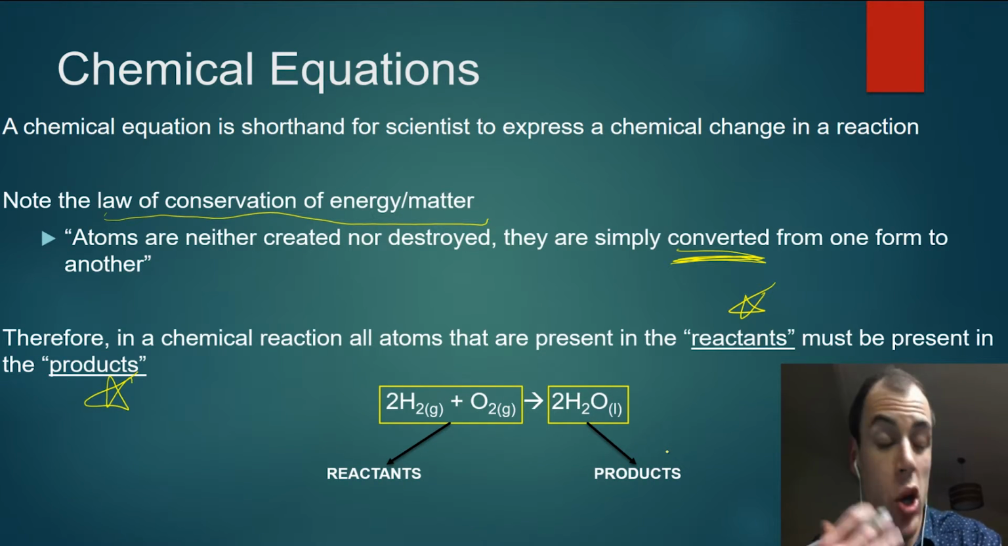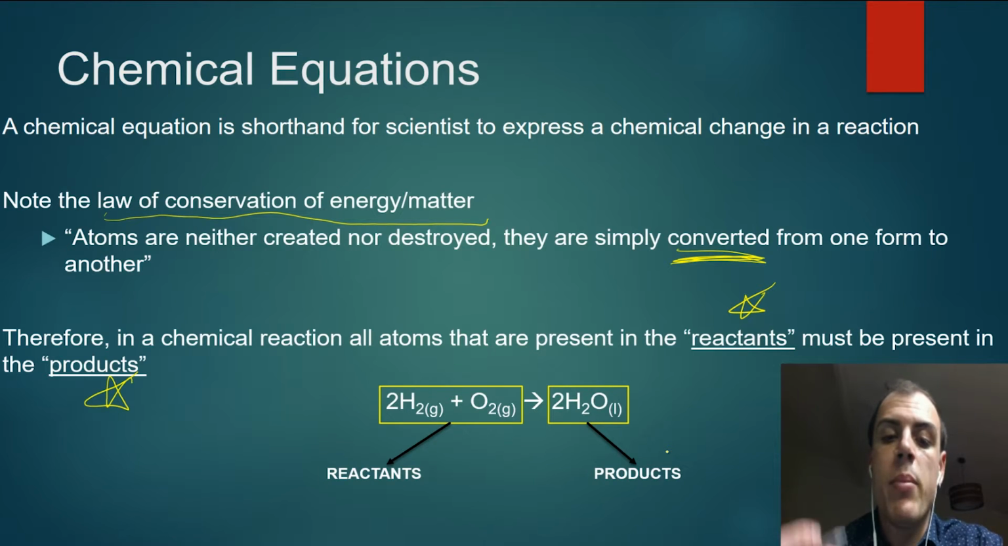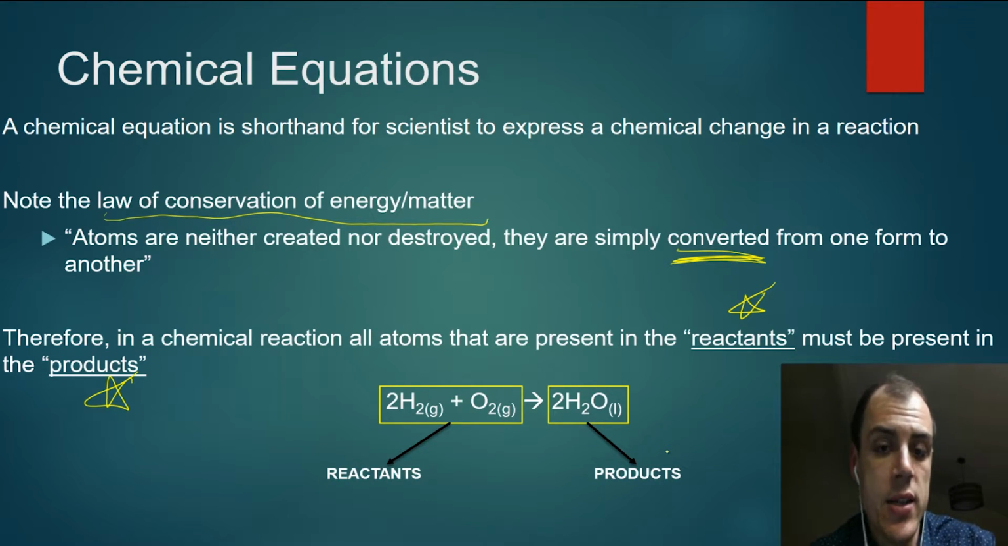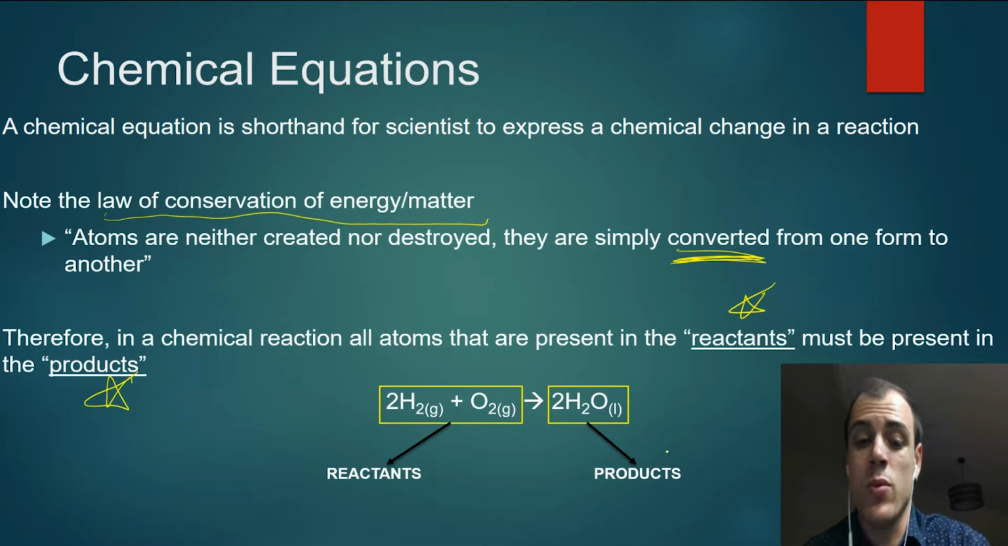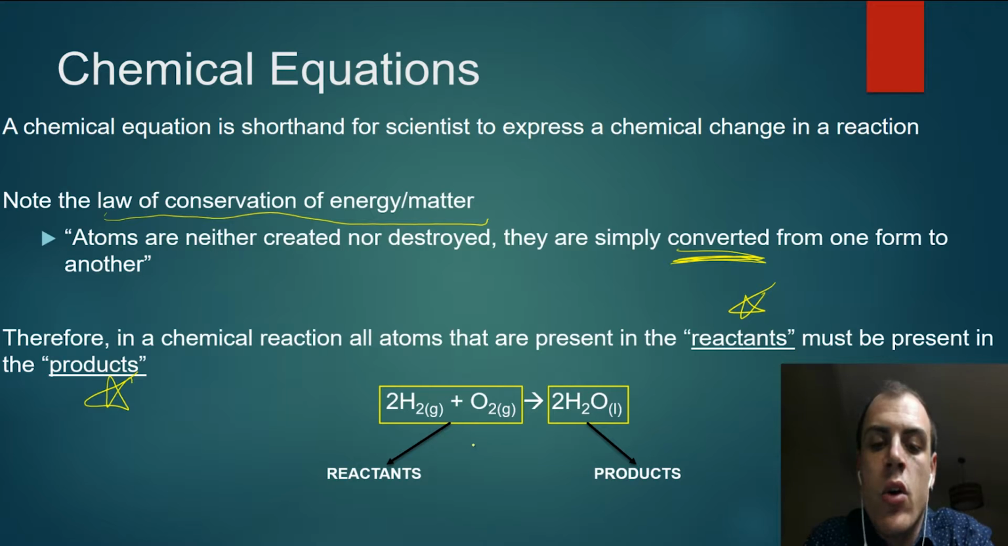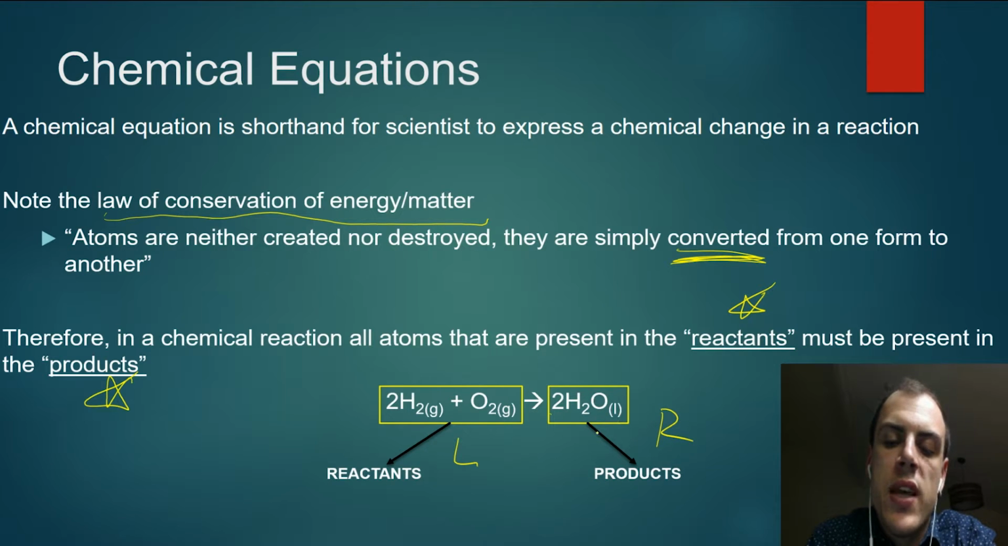Now how I personally remember that is: the reactants react to form a product, or the reactants react to produce a product. That's just a little sentence I use to remember it. If you'd like to use something else, be my guest. But the big thing here is that reactants are on the left-hand side of the equation, and our products are on the right.